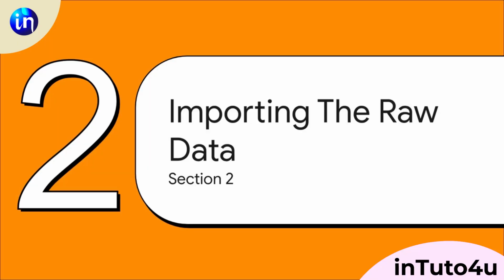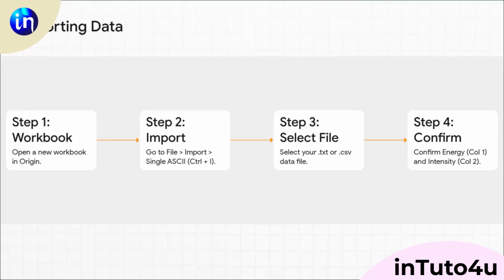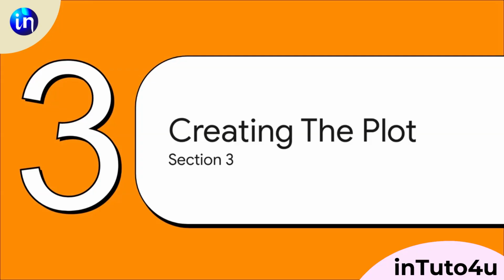Okay, time to get our hands dirty. The very first step is getting our data into Origin. This is the foundation for, well, everything else we're about to do. And the process is actually really simple. We'll pop open a new workbook, head up to File, then Import. That single ASCII option is almost always the one you want because it's made for the standard text or CSV files that your instrument spits out. Once you pick your file, just give it a quick glance. Make sure Origin figured out that column 1 is your x-axis, energy, and column 2 is your y-axis, intensity. All right, our data is in.